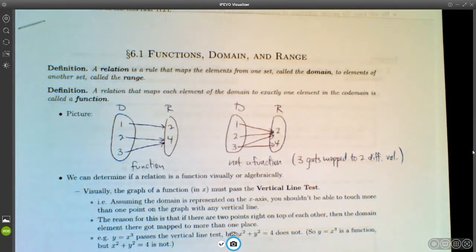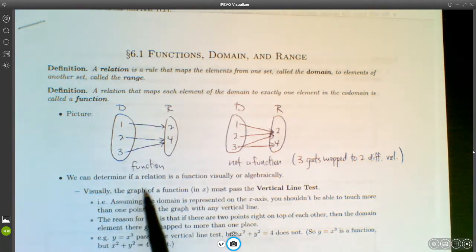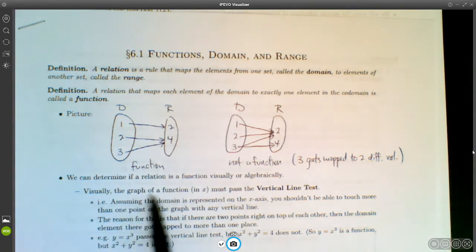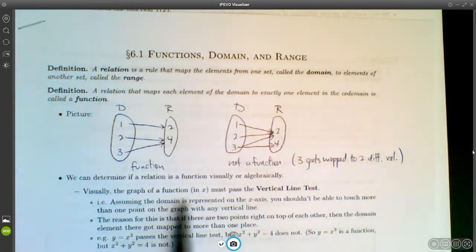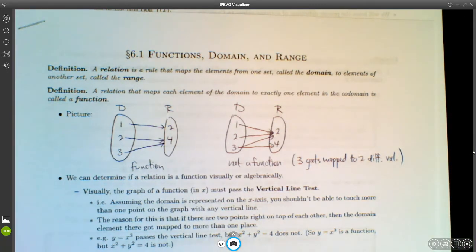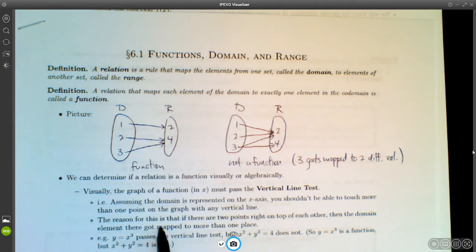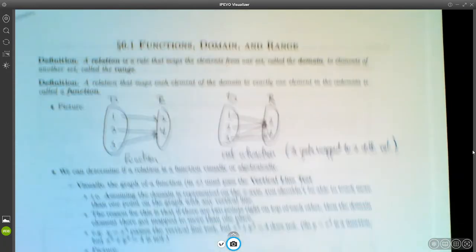Now, visually, we can determine if a relation is a function by looking at the graph of the function. The graph has to pass the vertical line test. So the graph of a function in x, right, has to pass the vertical line test. In other words, assuming the domain is represented on the x-axis, you shouldn't be able to touch more than one point on the graph with any vertical line. The reason for this is that if there are two points right on top of each other, so that a vertical line would cross through both of those points, then that means the domain element there got mapped to more than one place, which means it's not a function.